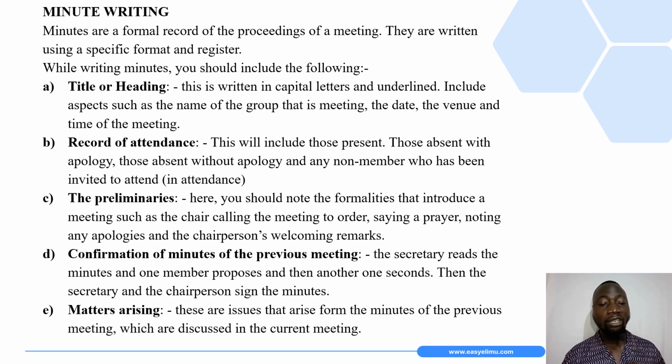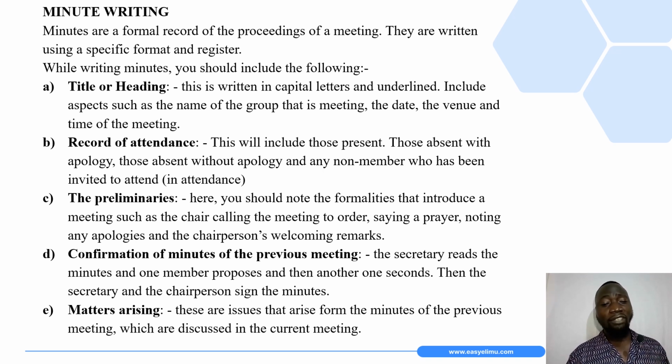Lastly, there is the fourth category, in attendance. Under in attendance, we record names of any non-member who has been invited to attend. The non-member could be an expert or a guest speaker who has some skills that are supposed to be shared, or who is supposed to educate the members of a group on a particular issue or topic, and so on.